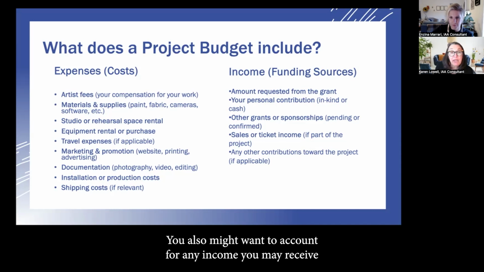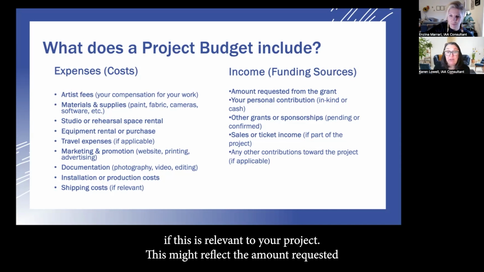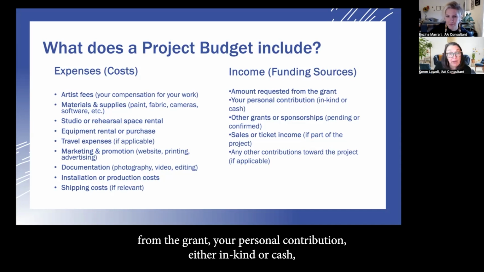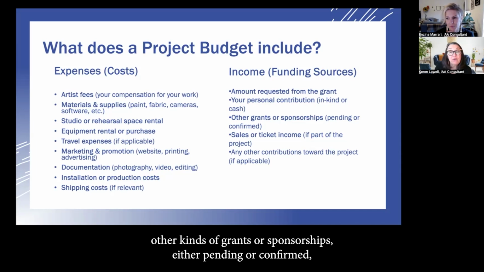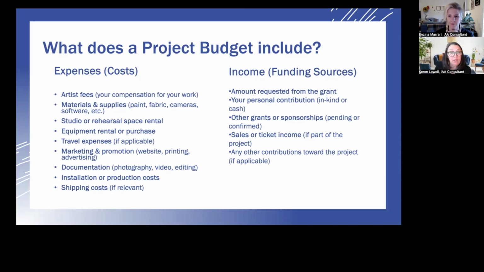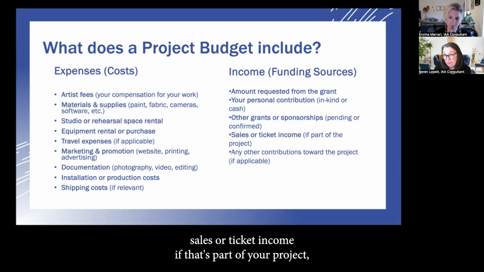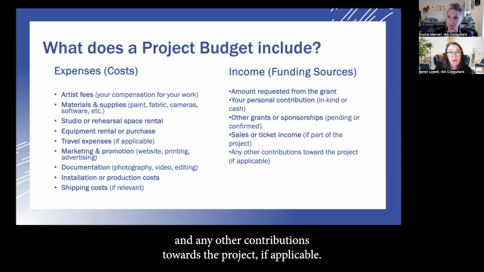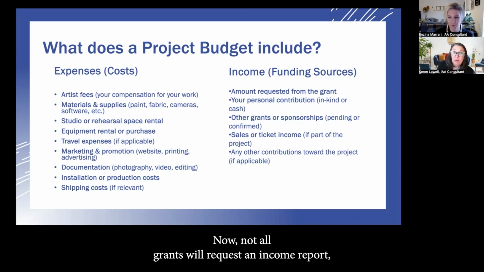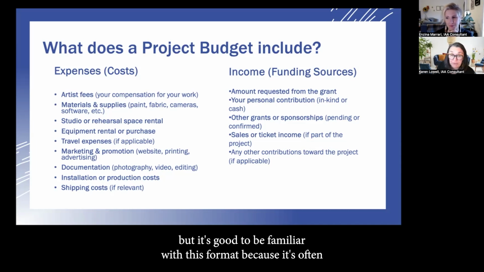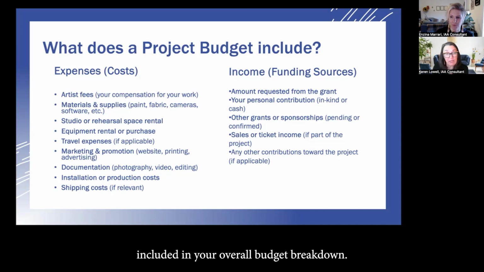You also might want to account for any income you may receive if this is relevant to your project. This might reflect the amount requested from the grant, your personal contribution, either in kind or cash, other kinds of grants or sponsorships, either pending or confirmed, sales or ticket income, if that's part of your project, and any other contributions towards the project, if applicable. Now, not all grants will request an income report, but it's good to be familiar with this format because it's often included in your overall budget breakdown.